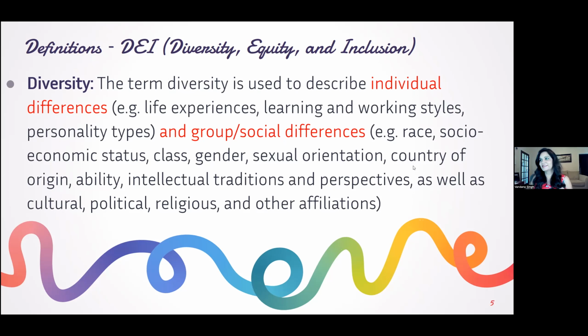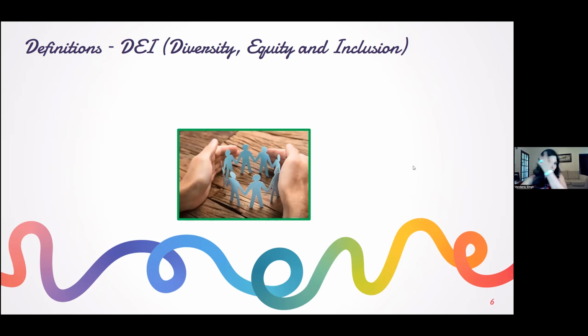a frown to people's faces. It's because they're thinking we're going to talk about race, that can make people uncomfortable, or we're going to talk about socioeconomic status. It could be about class, it could be about gender, sexual orientation, country of origin, ability, intellectual traditions and perspectives, and also cultural, political, religious beliefs, and other affiliations. So diversity in itself is really just an acknowledgement of differences. We say, yes, we as people are different from each other. There are things that are common about it, and there are things that are different about it. And that's what the word is about.